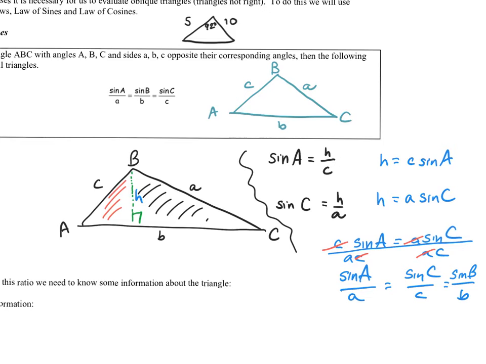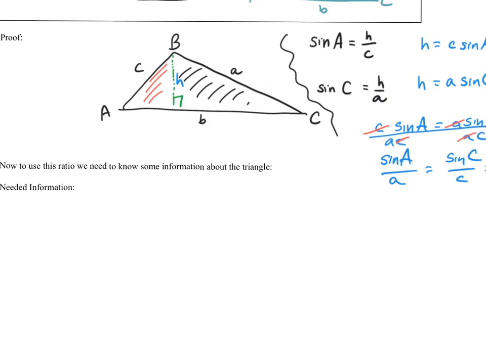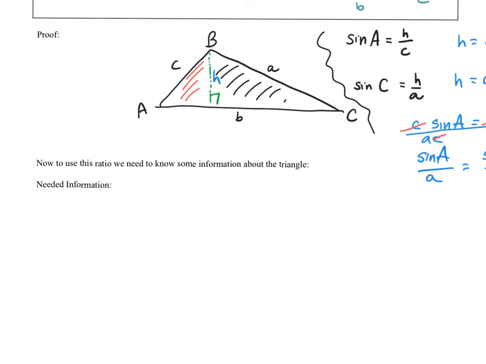So that's why this is true, but this relationship is really, really nice to use, but you have to be given some kind of information to use it. So if we're going to do this, we have to have two pieces of information. The first way we can do this is if we have two sides and the non-included angle.